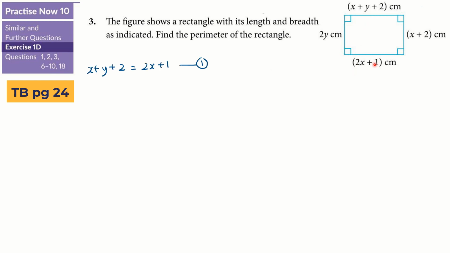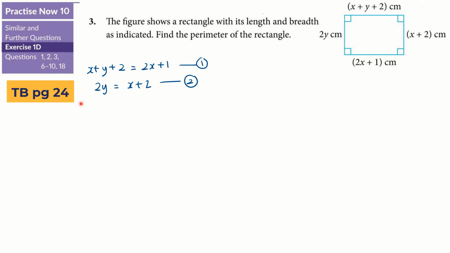And that is how we form our first equation. Then for our second equation, our breadth should actually be equal to each other as well. So 2y equals x plus 2. So that's our second equation.